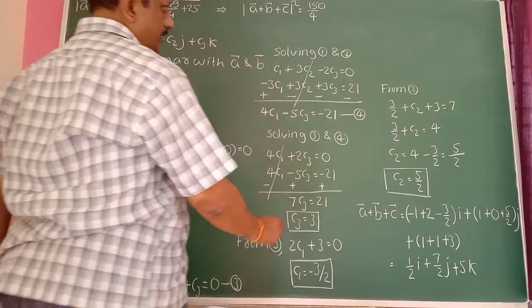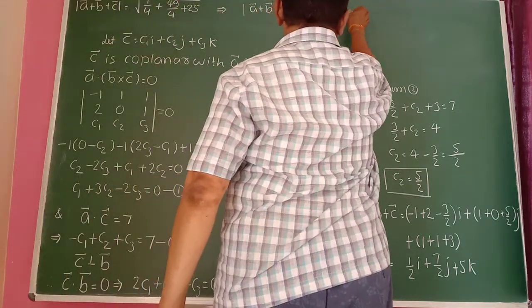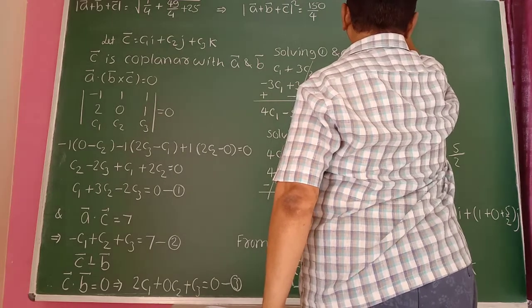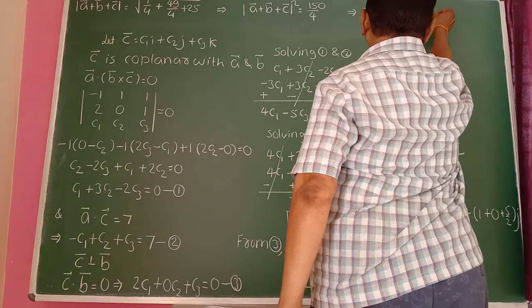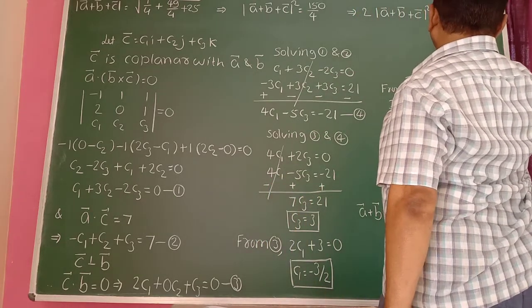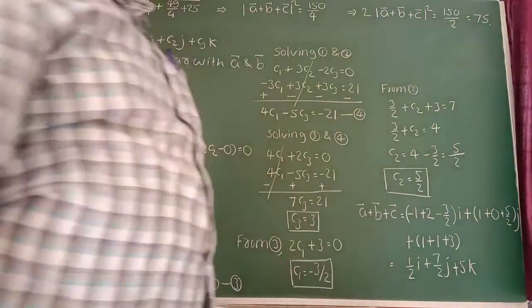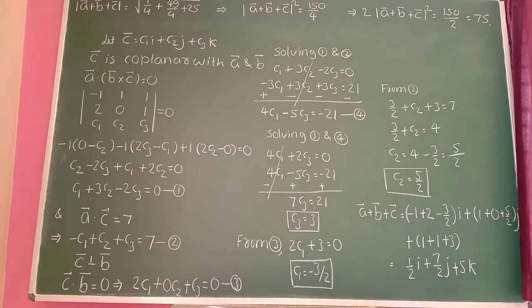Therefore, we want 2 times this one here. Therefore, this implies 2 into modulus of a bar plus b bar plus c bar, its square is equal to, so 150 divided by 2 here. This is equal to 75. The required value is 75. So 75 is the answer here.